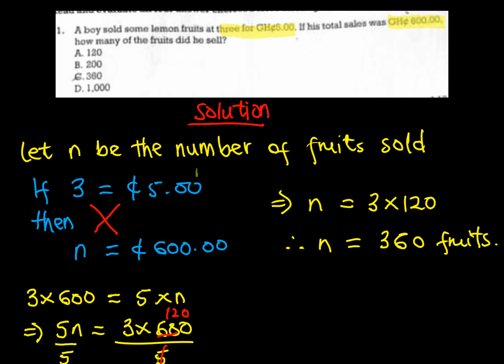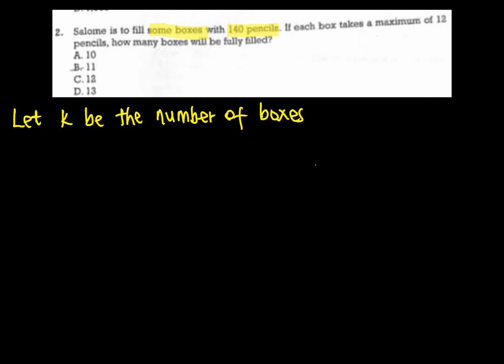Thank you for watching. Let's look at the second question, which says that Salome is to fill some boxes with 140 pencils. So the first part is talking about some boxes. We do not know the number of boxes. So what we are going to say is that we are to let K be the number of boxes.